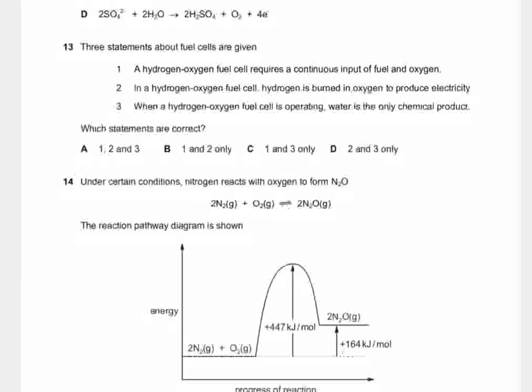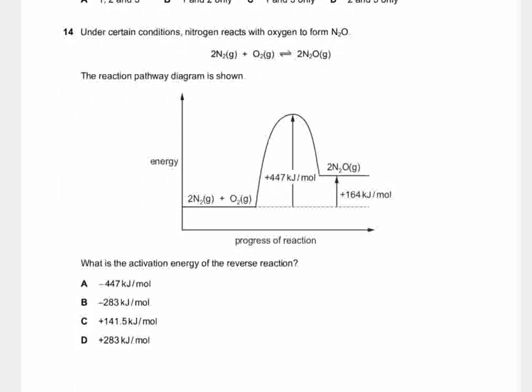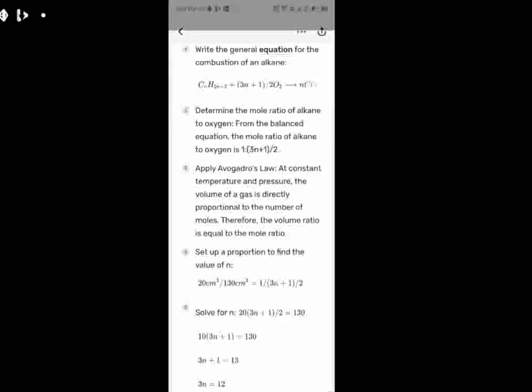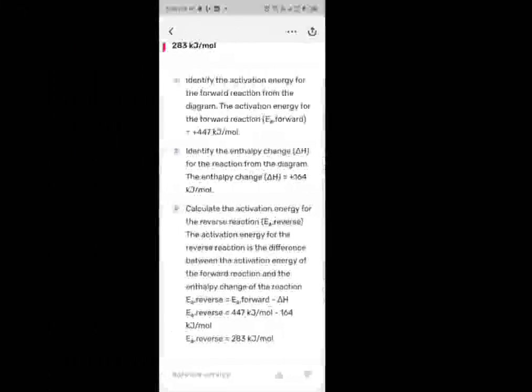Next, under certain conditions, nitrogen reacts with oxygen to form N2O. The reaction pathway is given to you. You need to calculate the activation energy of the reverse reaction. So how do we do it? We do it in this way. So there we have the equation.